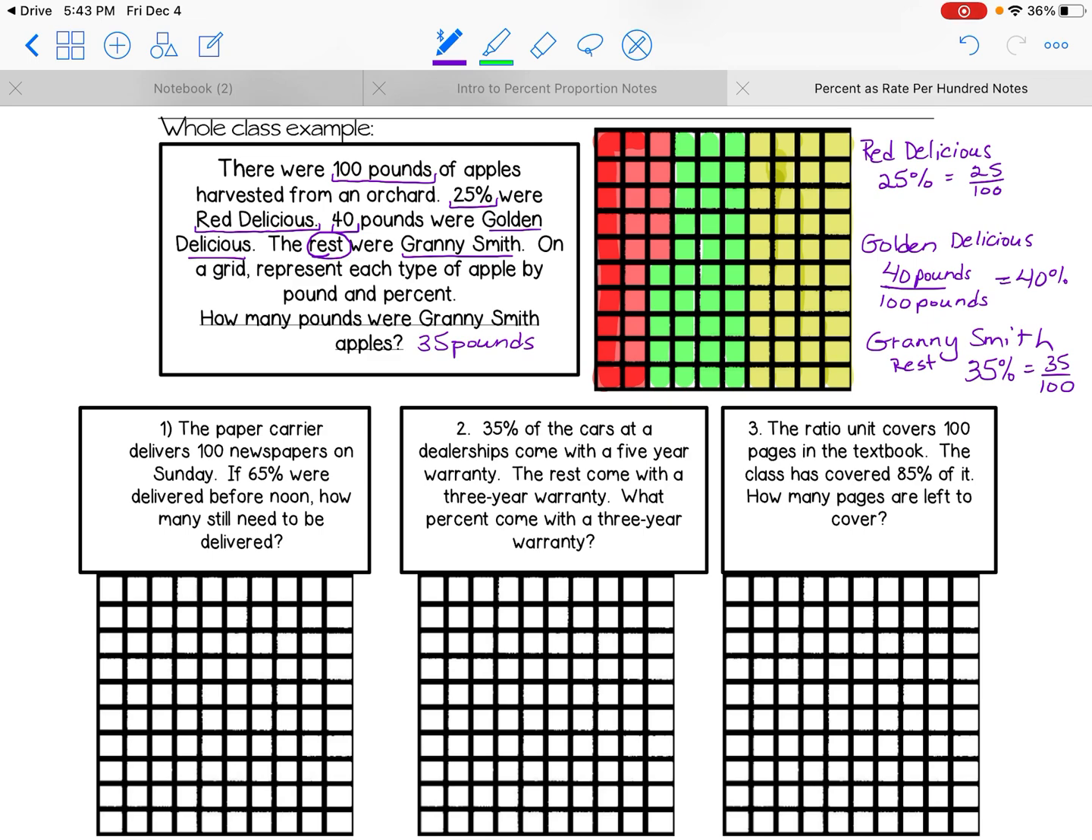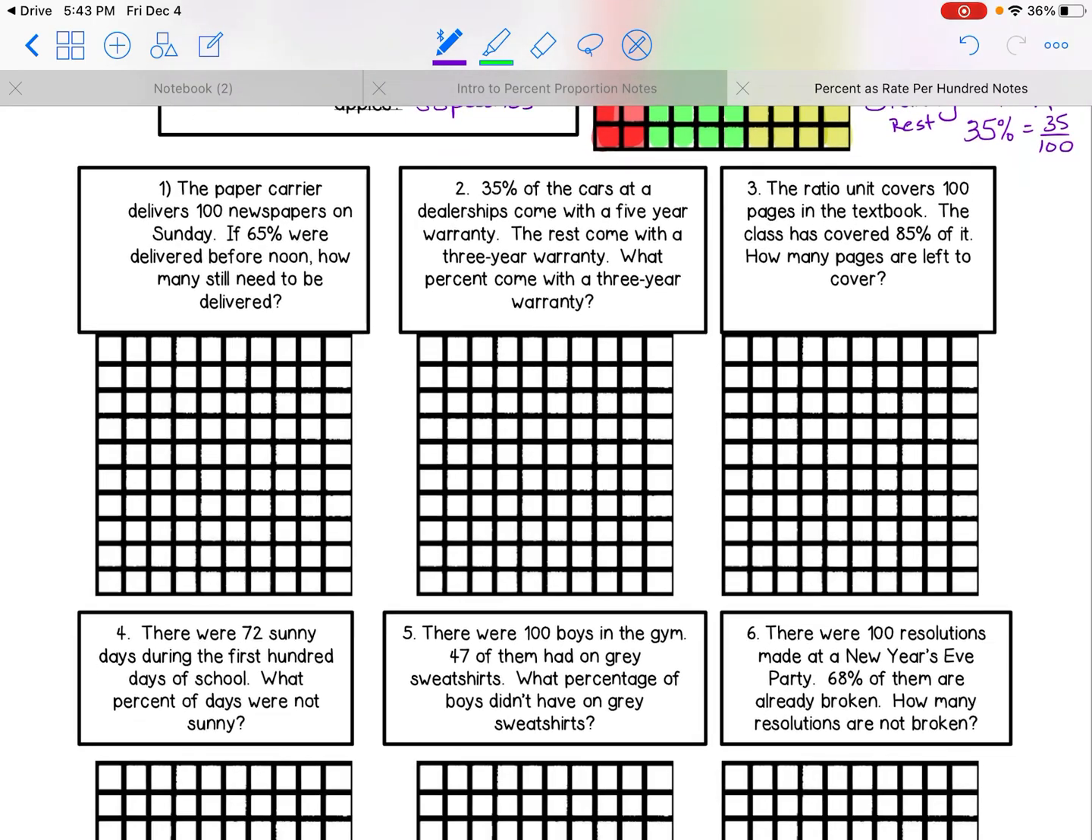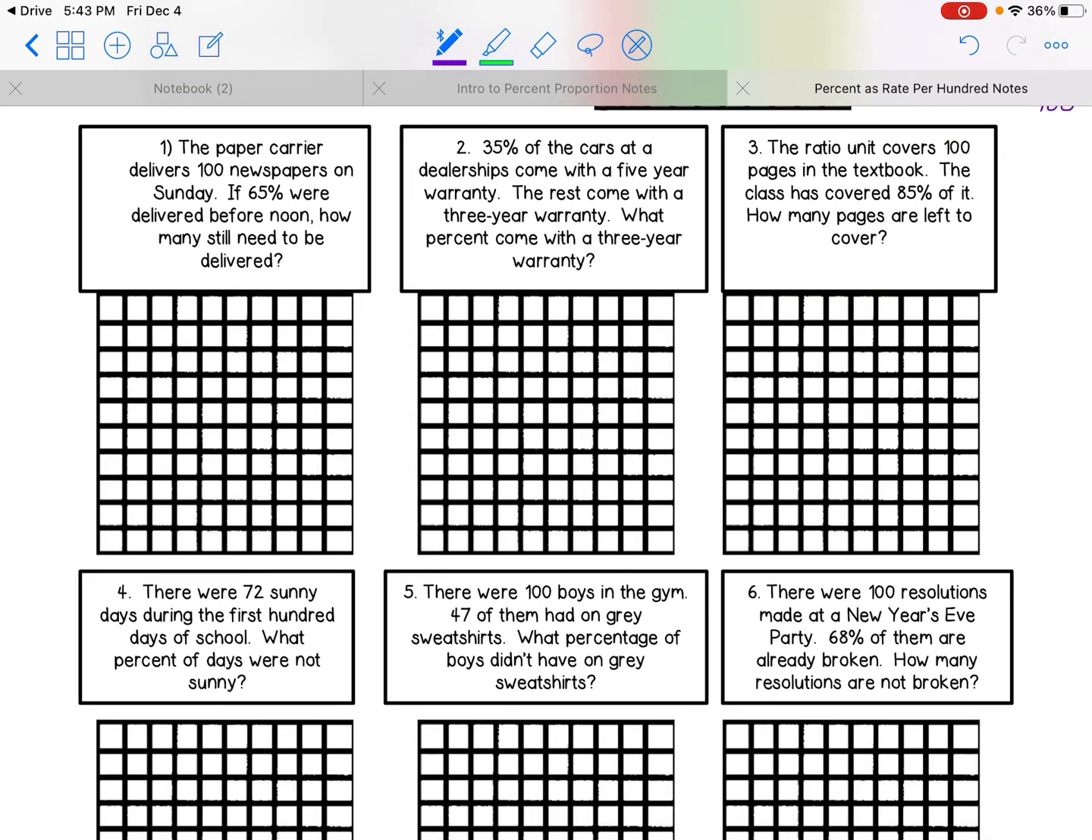Okay? So that's what you're going to be doing in this lesson. That was one example. Let's practice several others. So number 1 says the paper carrier delivers 100 newspapers on Sunday. If 65% were delivered before noon, how many still need to be delivered? So we really want to focus on what the question's asking.